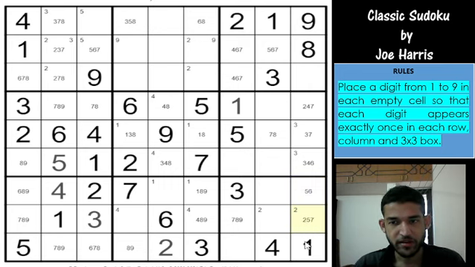This would be 2, 5, 7. 1, 3, 4, 6, 8 and 9. So this can only be 2, 5 and 7. There seems to be something going on here.